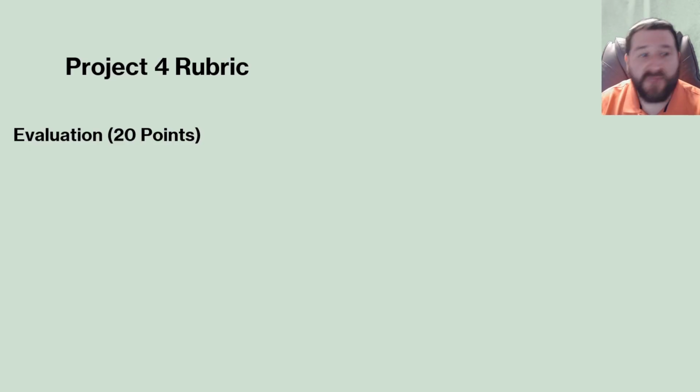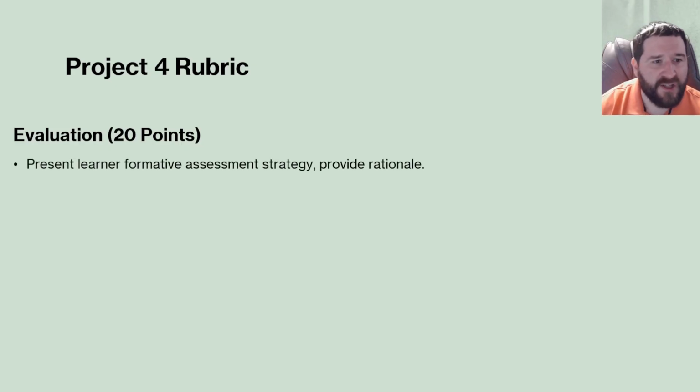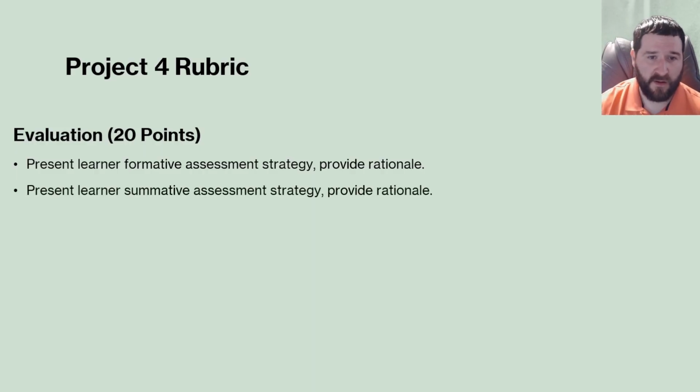And finally, we have the evaluation stage, which is also 20 points. In the evaluation stage, I would like to see your strategy on formative assessment. We're going to present our learner formative assessment strategy and give rationale there, as well as the summative assessment strategy. We'll talk more about those 2 in the next few weeks. But we want strategies on how to assess our learners. Is learning taking place? We want to know that the day of as well as at the end of the training, which is the formative and summative piece.